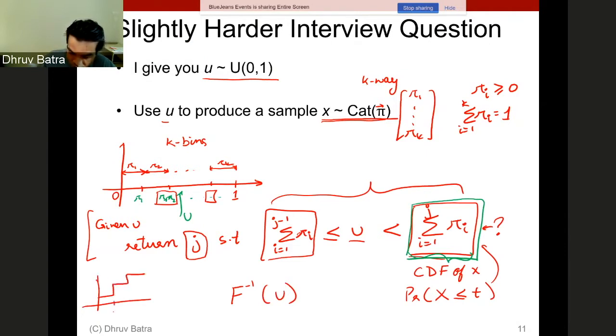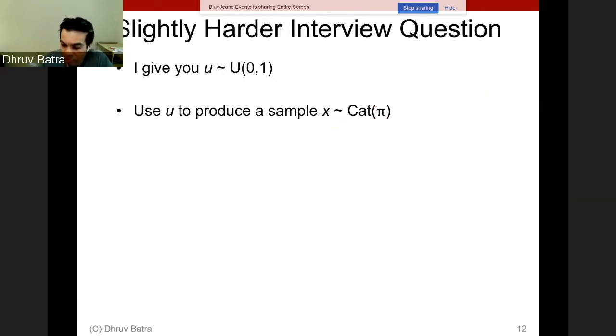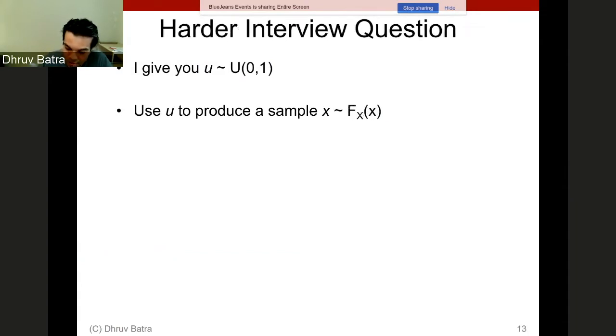It's a function where if I write 1, 2, 3 all the way till k, there's pi1 here, pi1 plus pi2 here, and so on. This is the CDF F of x, and this entire operation is essentially just computing F inverse at a particular value u. And this thing we've been building up towards turns out is not a fluke. This is the inverse CDF sampling theorem.